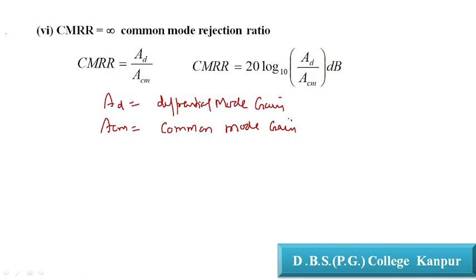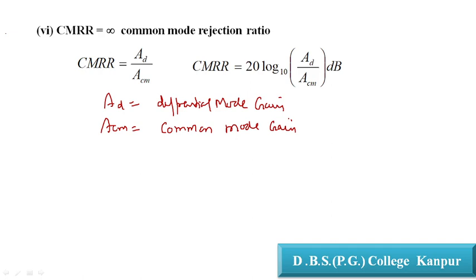You need to convert between the simple quantity and the decibel quantity. In some questions AD is given as a simple value and ACM is given in dB. So it is a very important task to bring both quantities into the same form, not one in dB and one a simple constant value. CMRR is infinite for the operational amplifier. It should be infinite, and must be infinite, for the operational amplifier.